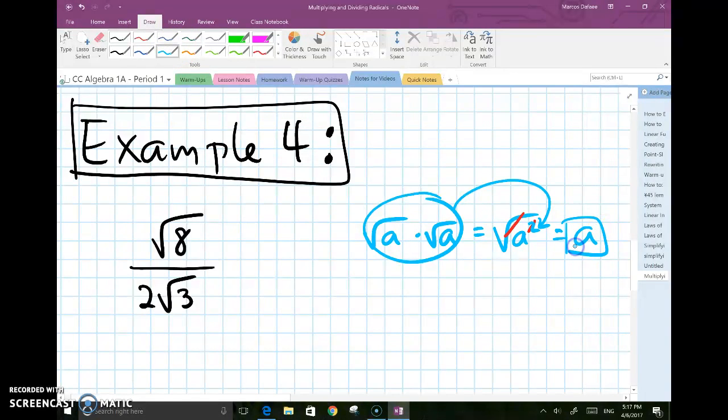My goal is to see if I can remove that radical from the denominator, and I can by simply creating another radical made up of the same thing. So when you have 2 of a kind, that radical is going to disappear. My 3 will come out.